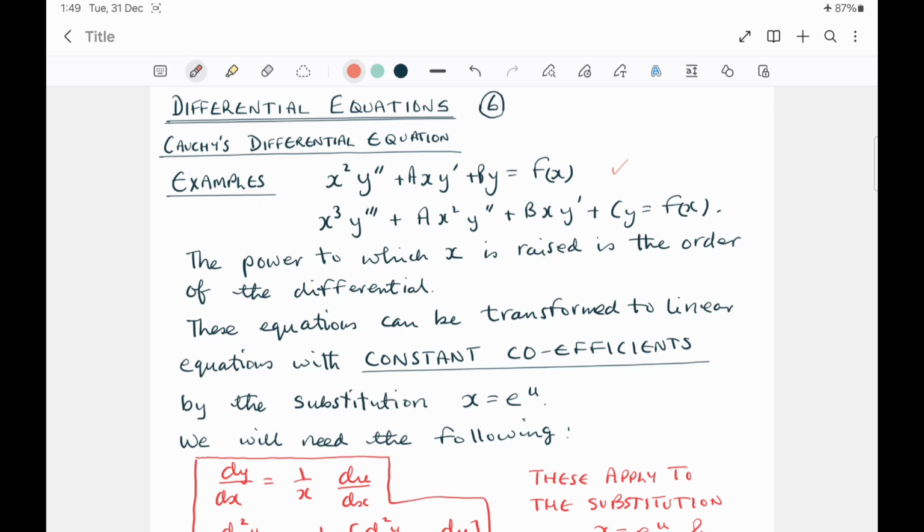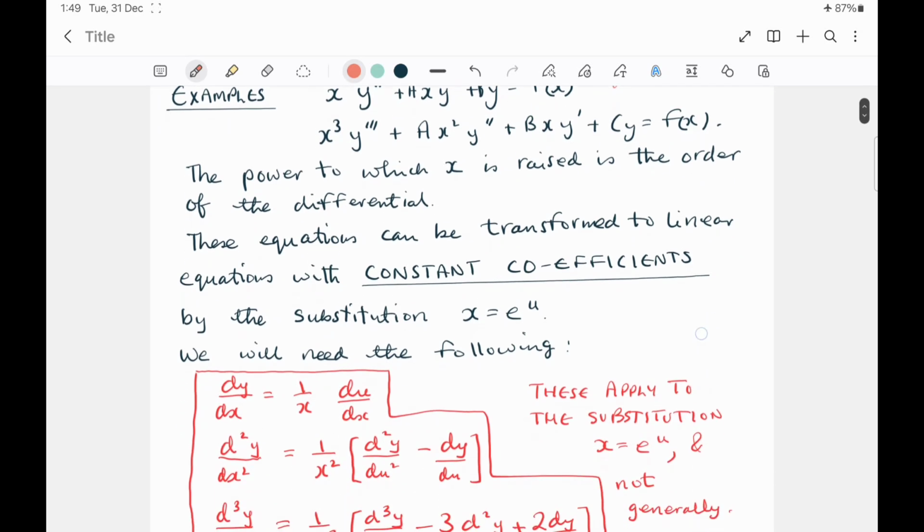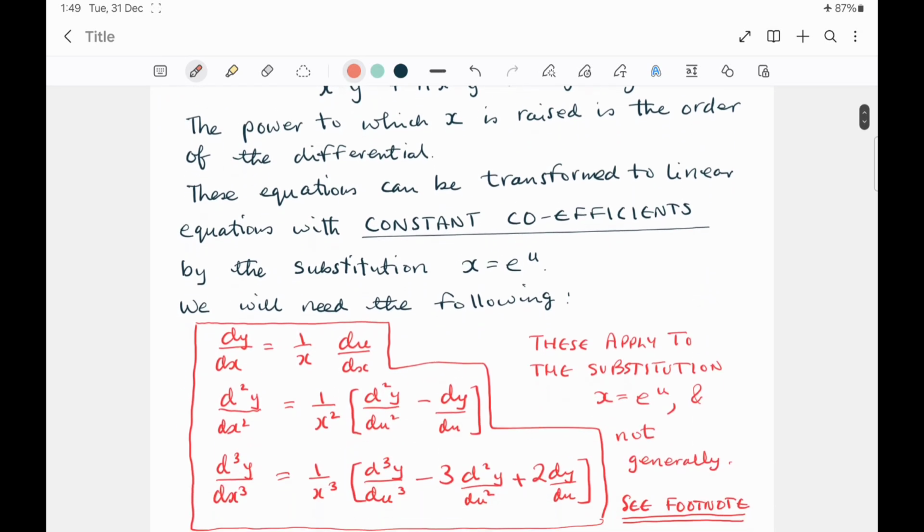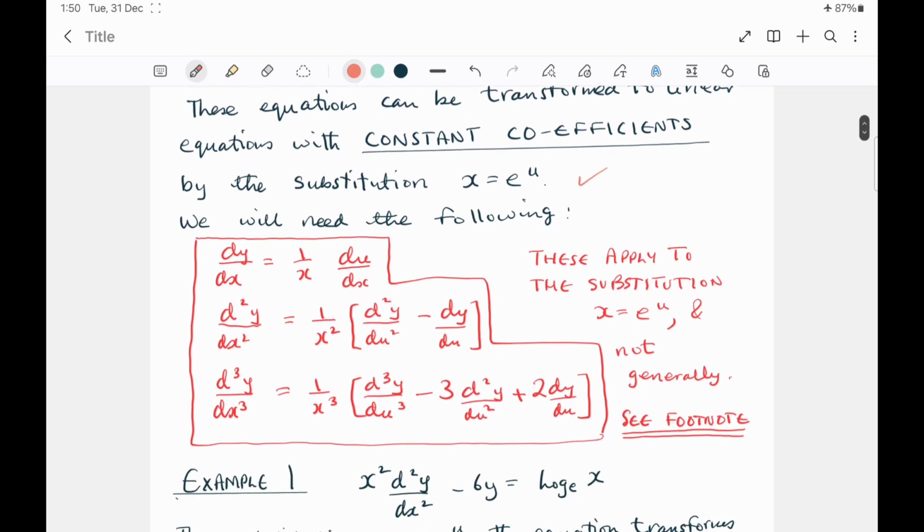Now, these equations can be transformed to linear equations with constant coefficients if we use the substitution x equals e to the u. Now, we've dealt with these equations in the previous episodes, okay? But in order to do this, you will need the following, which I've written up in red. And the first one is that dy/dx under this transformation will equal 1 over x du/dx.